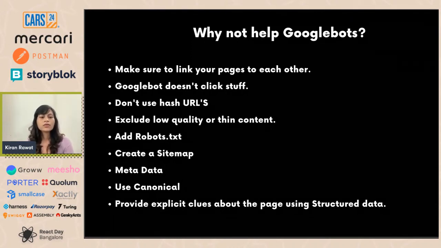The second thing is Googlebot doesn't click stuff. So if we have provided buttons and other click handlers, it doesn't care about those things. It only needs links, so it's better to provide more links. The third thing is, don't use hash URLs. Hash URLs are basically used to render dynamic content, and Googlebot ignores all the hash URLs, so it's better to avoid them.